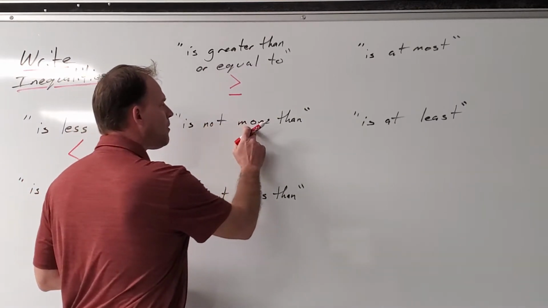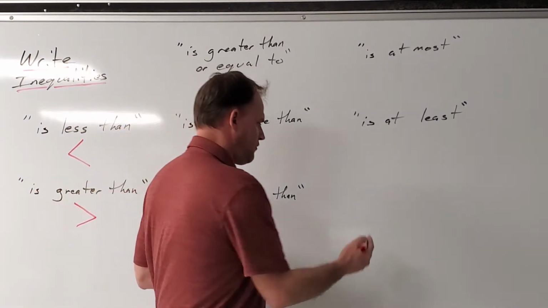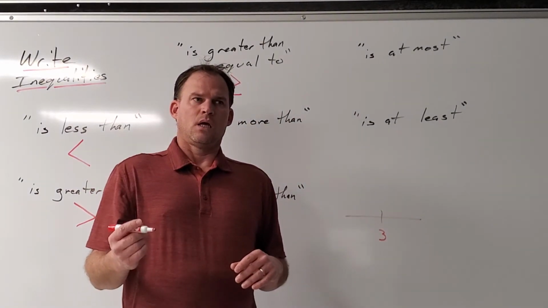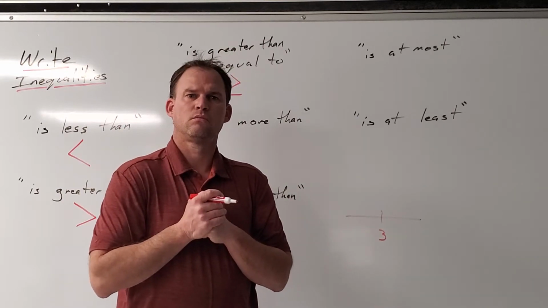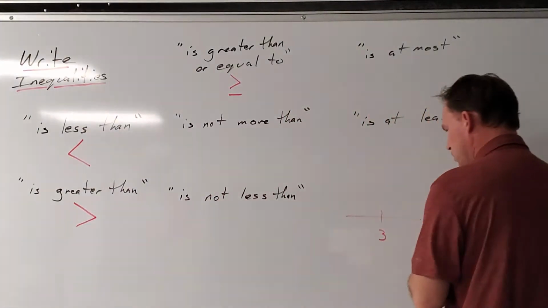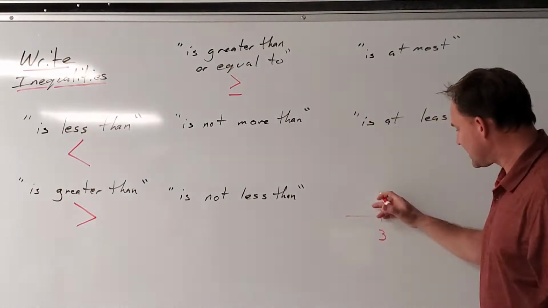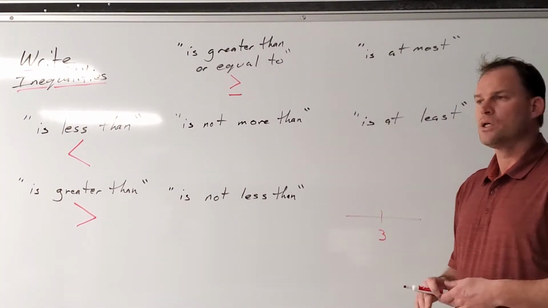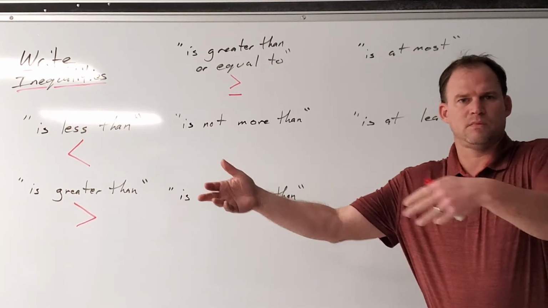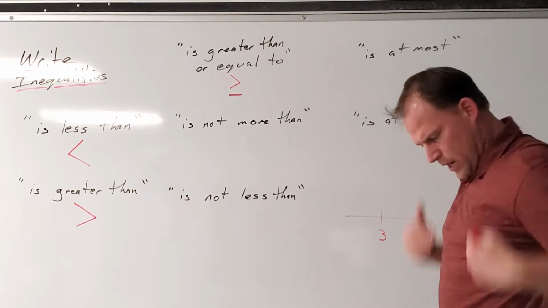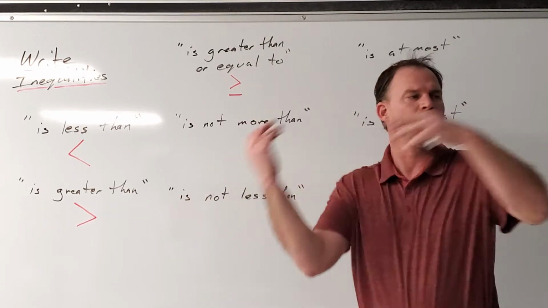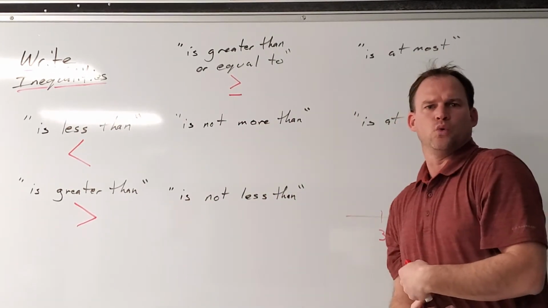Is not more than. So if I have a number line and I have some number on here, what could I compare it to? Well, I can say that there's numbers more than 3. I can say that there's numbers less than 3, or I can say that it's equal to 3. Okay? So think about it. I can be all the things in front of me, I can be all the things behind me, or I can be standing right where I am. There's 3 things that you can use in comparison. You can be more than, you can be less than, or you can be equal to.